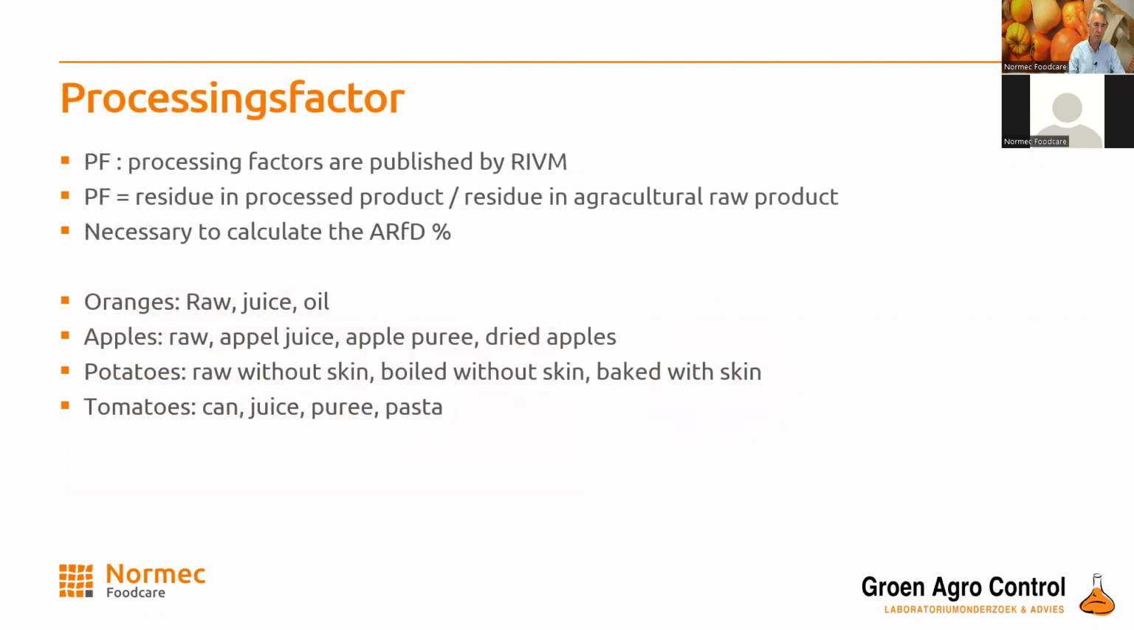There's also a processing factor. Processing factors are published by the Dutch authorities for the environment, the RIVM, but also in other countries they are published. The processing factor is the residue in the processed product divided by the residue in the raw agricultural product. It is necessary to calculate the RD. For example, with oranges, you can have raw oranges, you can have the juice, but also the oil for some products. With apple, you can have the raw apple, apple juice, apple puree, dried apples, and also with other products you can see there are different types of products, and you have to take care to calculate the MRL and RD with these processing factors. If you don't know them, you can't calculate these values.